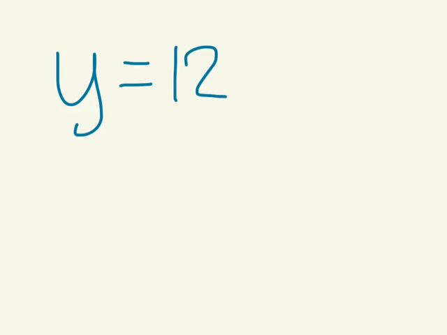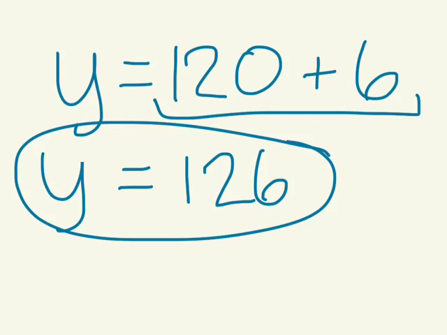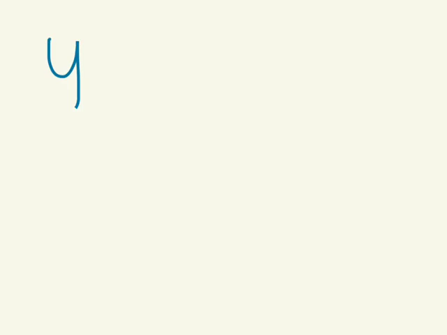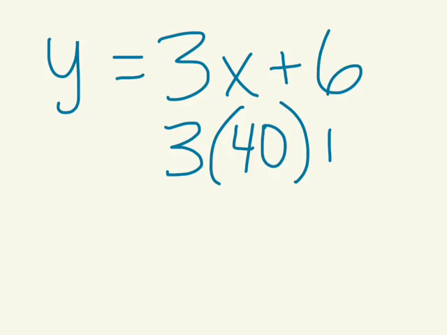I do my addition next. Y equals 120 plus 6. So I'll do the 120 plus 6. Y equals 126. And I found the missing value for y. So now I'm going to check it with my original equation. When y equals 3x plus 6, we know that x was 40, and we figured out that y is 126.